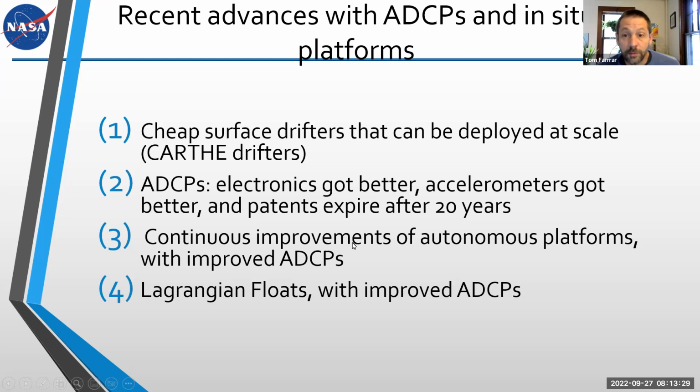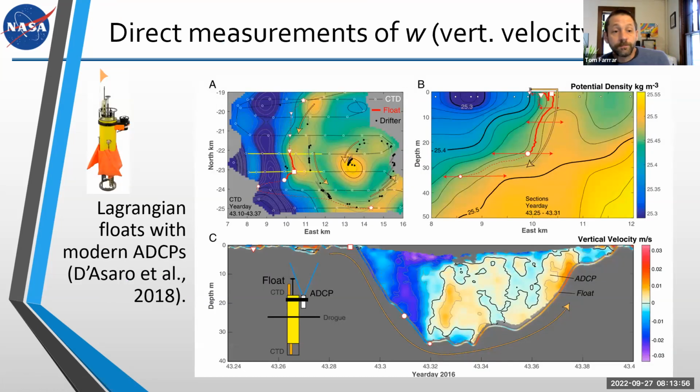And then there have been continuous improvements of autonomous platforms, and now they're integrating ADCPs and nice IMUs to get higher quality velocity measurements. And finally, the development of Lagrangian floats with these new ADCPs allows direct measurement of vertical velocity. So the Lagrangian floats that were developed at University of Washington Applied Physics Laboratory by Eric D'Asaro and his team are providing unique vertical velocity measurements that are relatively direct.